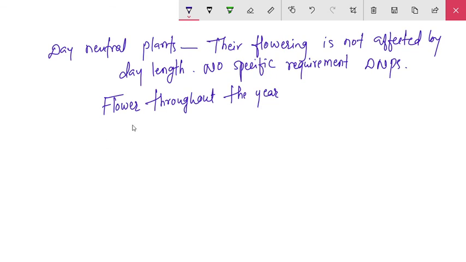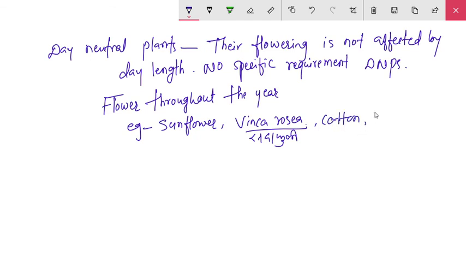So for example, sunflower or vinca rosea, ज्याला आपण सदाफुली म्हणतो. ओके, सदाफुली, the cotton and tea, ओके, और cucumber, काकडी, वाटाणा, कापूस, सदाफुली, sunflower, maize. These are the examples of day neutral plants. Okay.